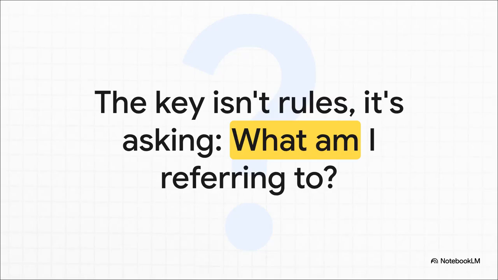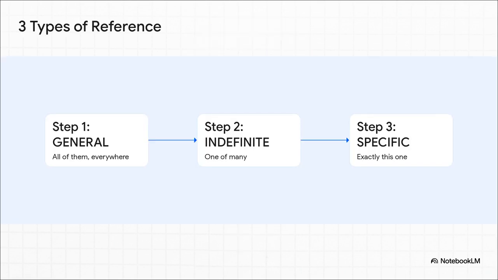Forget the complex grammar books for a second. Every time you're about to use a noun, all you have to do is ask yourself one simple question. And believe me, your answer is going to guide you to the right article almost every single time. Your answer is always going to fall into one of these three categories. First is your reference general, like, are you talking about all of them everywhere? Second, is it indefinite, meaning just one of many, doesn't matter which one. Or third, is it specific, like you mean exactly this one.